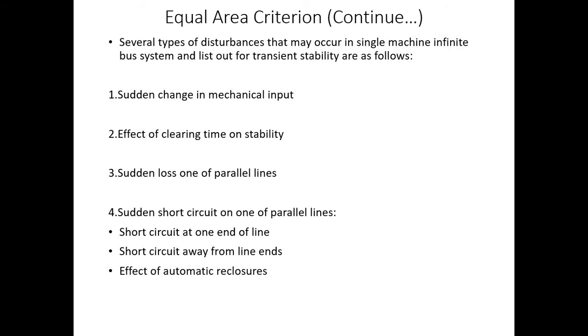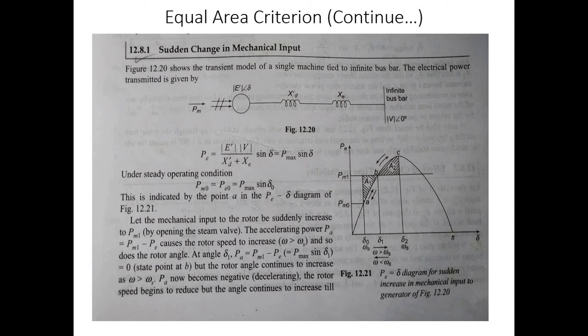But now, in the exam, if there is a question, you have to derive the equal area criteria. You have to list out the different types of disturbances, but you have to study the first type of disturbance in detail, because the remaining types of disturbances and the point-by-point method will be covered in the next semester syllabus under the subject Operation and Control of Power Systems. So now we'll study the equal area criteria for sudden change in the mechanical input.